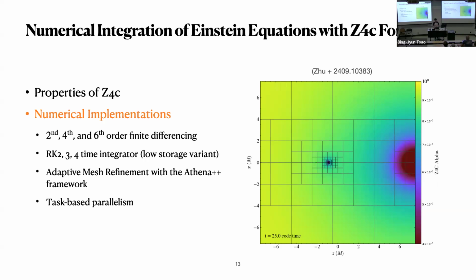We also use this adaptive mesh refinement framework, where the user can specify some type of refinement criteria. Here, we can either use the puncture location or the conformal factor to specify refinement for this binary black hole problem. And lastly, we use task-based parallelism.